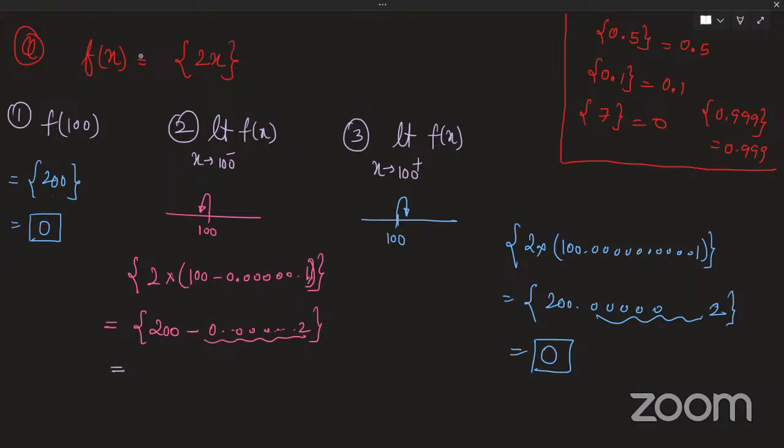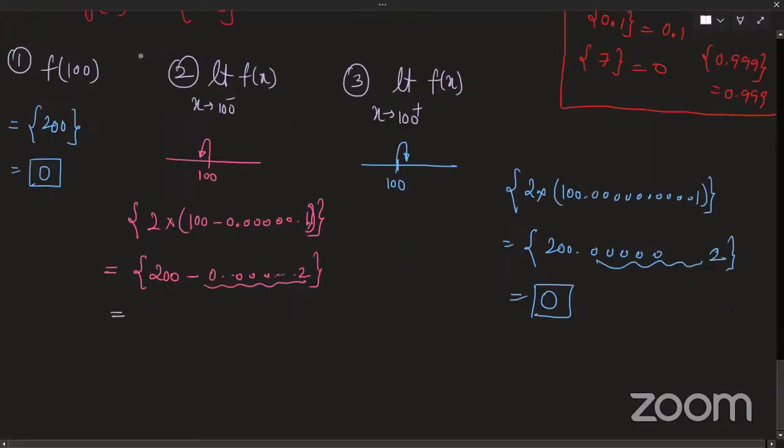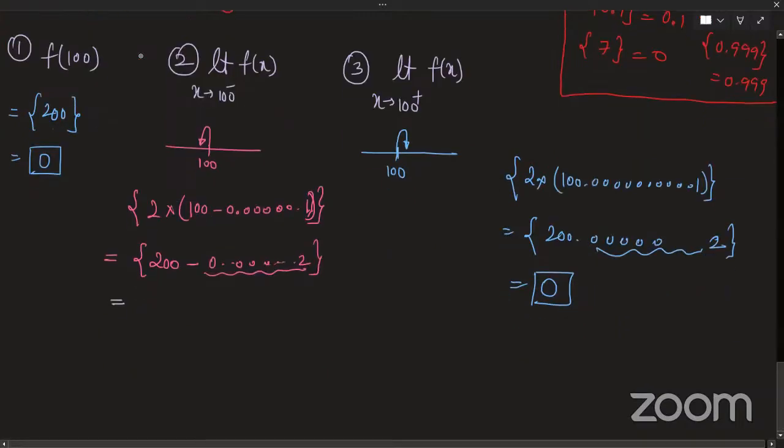Limit 0. 0. 0. Shabash. Think. No, it will not be 0. It will not be 0. See, the point is, sir, now it is minus 0.002. It is minus.